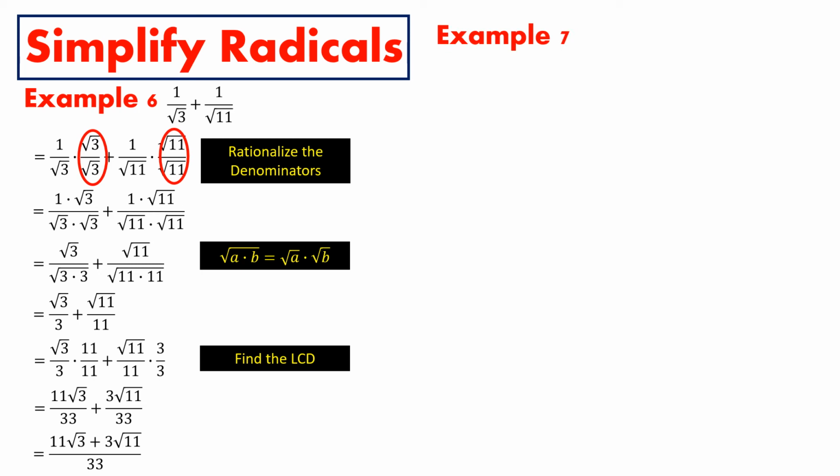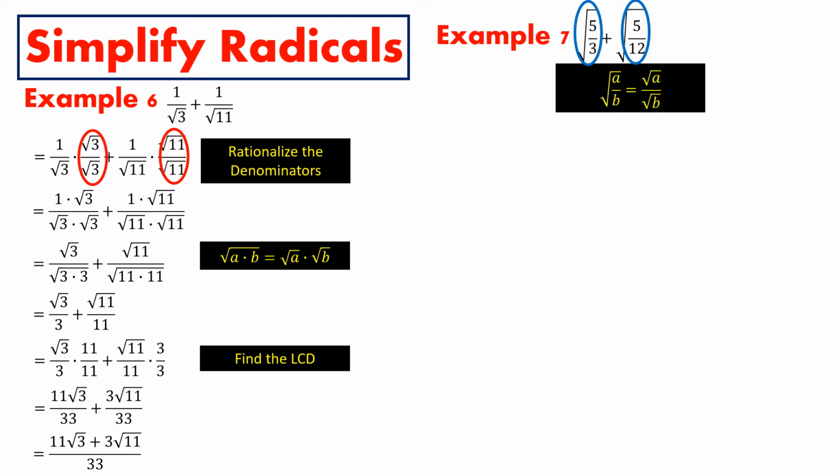In example 7, we have the square root of 5/3 plus the square root of 5/12. The two terms are not in simplest form. We apply this property and rewrite the original expression this way. Note that 12 can be written as the product of 4 and 3. Simplifying, we end up with this expression.